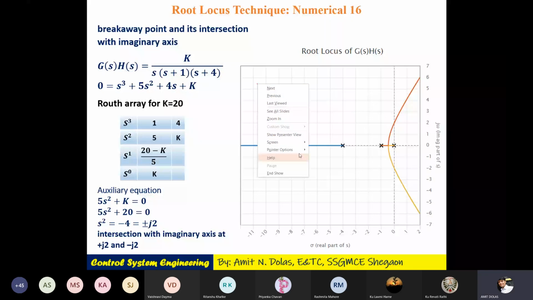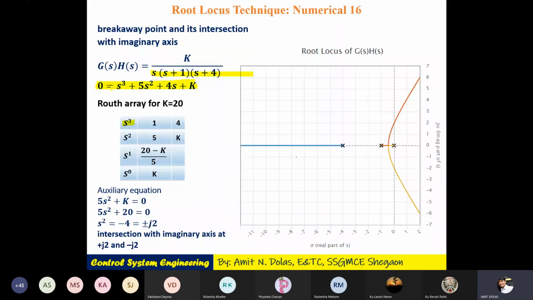So we got it in the form of the Routh table equation, the characteristic equation. Then for S cube, the coefficients will be 1 and 4. Similarly, the S square coefficient is 5, and the coefficient of S to the power 0 is 8. Let's calculate for S to the power 1. It will be 5 into 4, that is 20, minus 1 into k, that is 20 minus k, divided by 5 itself.